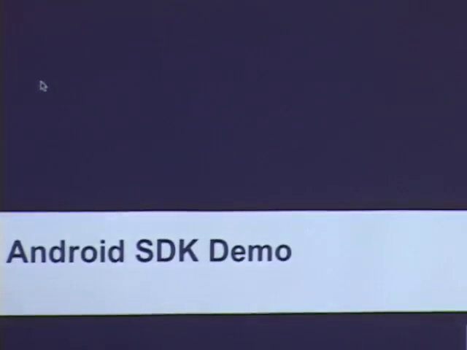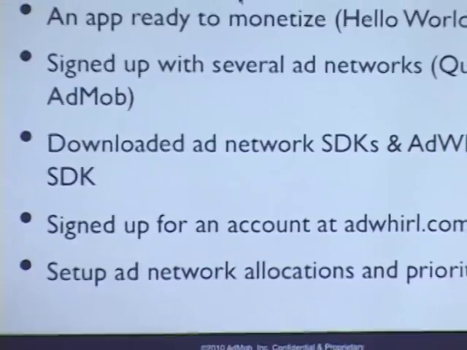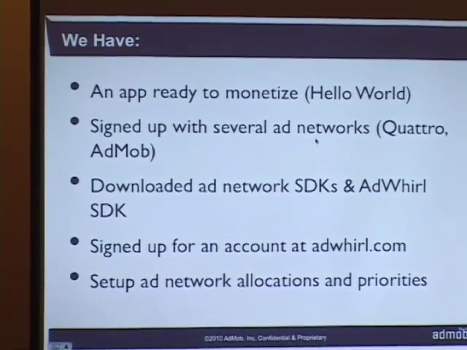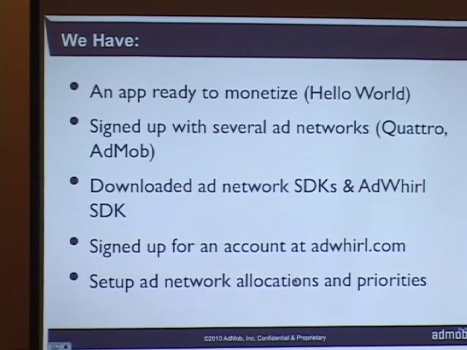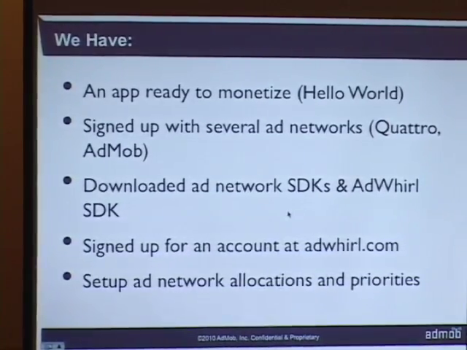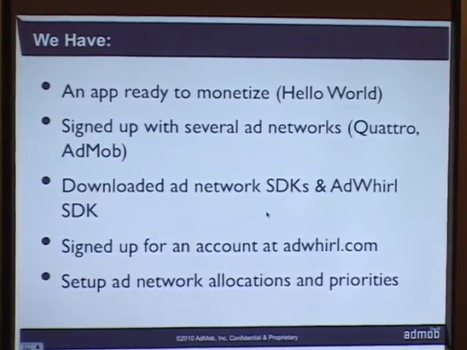Any more website questions? All right, then we'll move on to the Android SDK. So really quick, what we're going to be doing for this one, we already have a basic Hello World app with nothing else. I've signed up with the ad networks as we did before, and I put in my allocations and keys and everything. And I also went to the ad networks and downloaded their SDKs, and then I downloaded the AdWhirl SDK from the Google Code project. We'll show you where to get that exactly in a second.